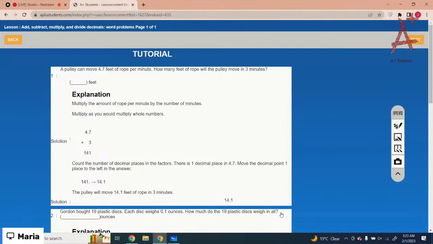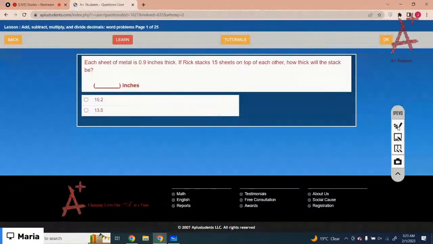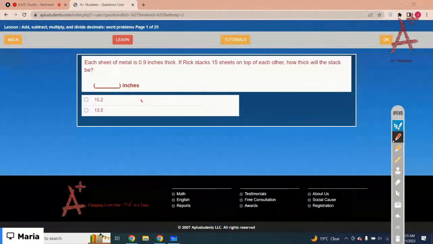So 4.7 times 3 is 14.1. Got it? Okay, let's just start with the test questions. You can do the questions on the tutorial by yourself because they are already solved. So you can do it by yourself. Just have a look at them.